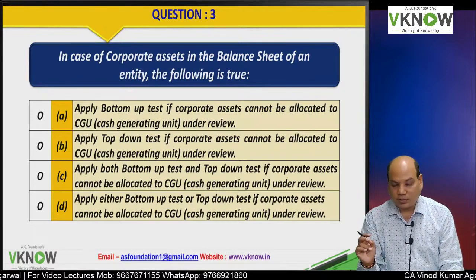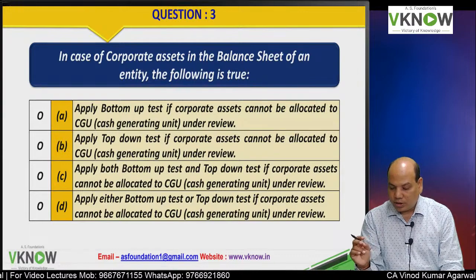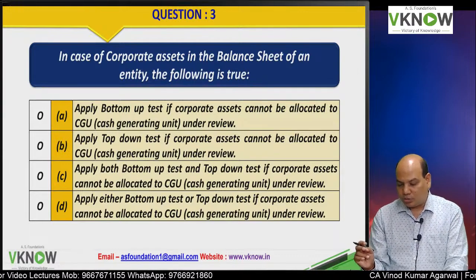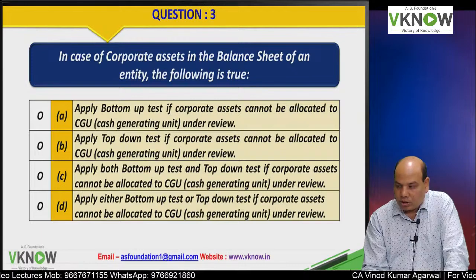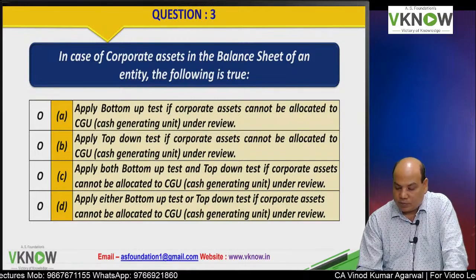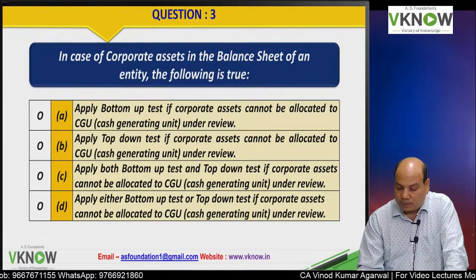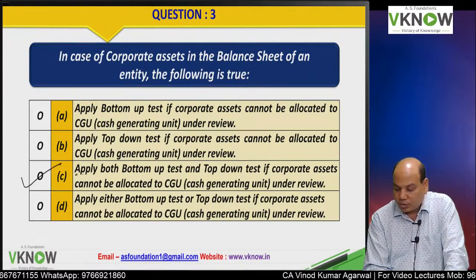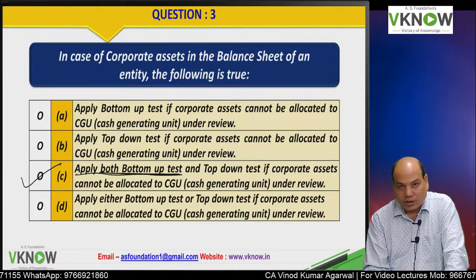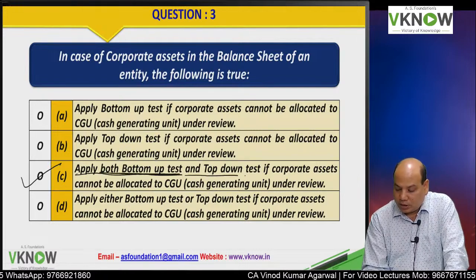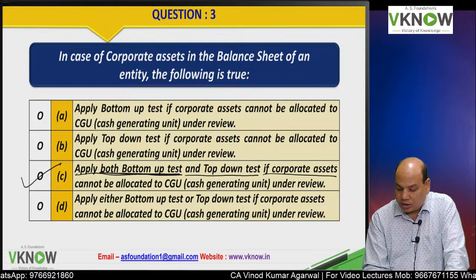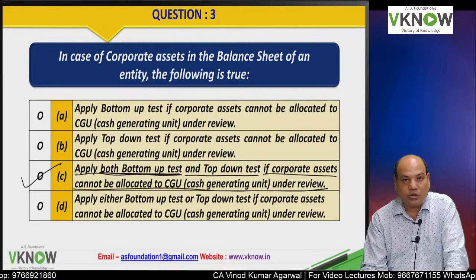Apply bottom up test if the corporate asset cannot be allocated to the CGU under review. Apply top down test if the corporate asset cannot be allocated to the CGU under review. Apply both. This is right. First you apply the bottom up test, then apply the top down test if the corporate asset cannot be allocated to the CGU under review.